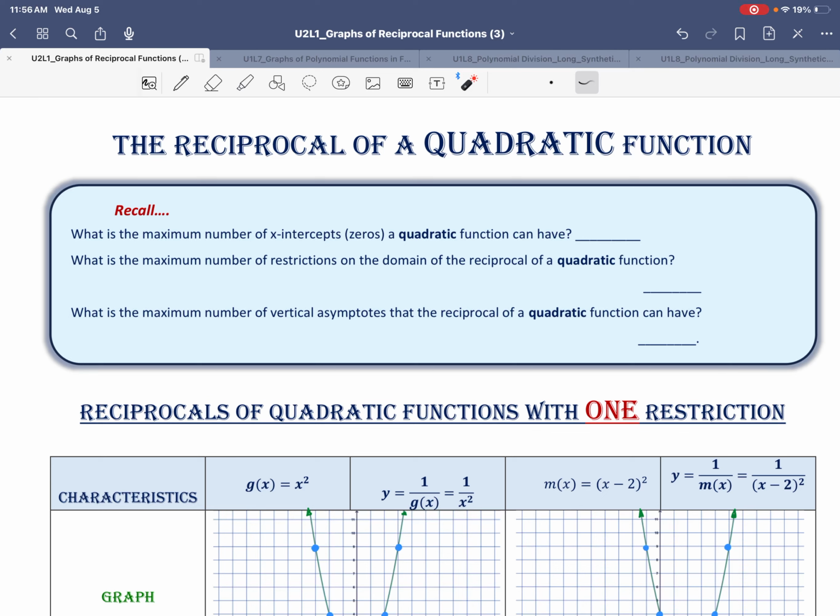Welcome back and thank you for joining me again. In this section, we will focus on the reciprocals of quadratic functions.